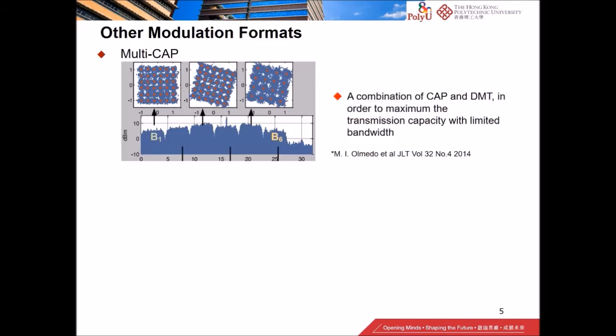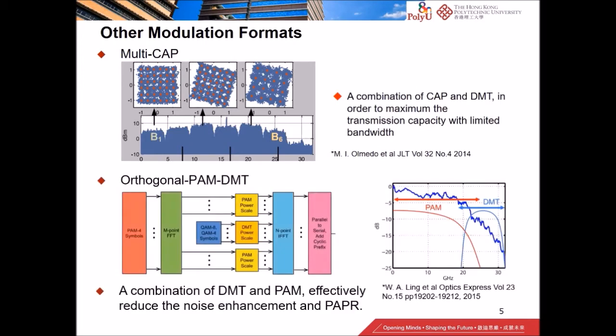So there are other more complex modulation formats. For example, multi-CAP. Basically, you have multi-carrier transmission, and each subcarrier is a CAP signal. You can also have what we call orthogonal PAM DMT, in which you have a certain bandwidth, a certain frequency range, for you to encode information. So part of it you use PAM, part of it you use DMT. There are a lot of these sorts of proposals around in the literature.